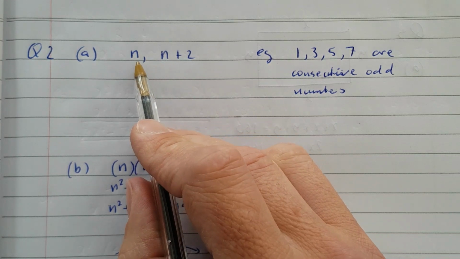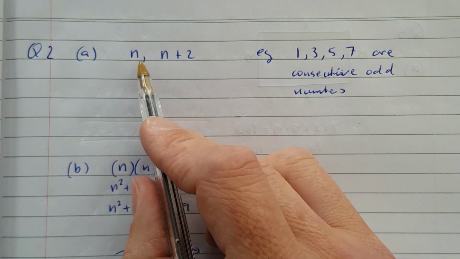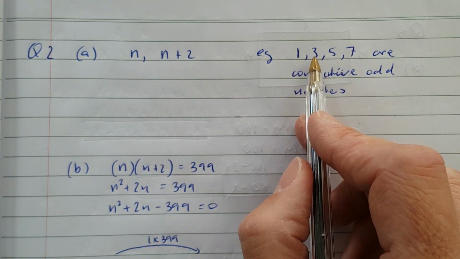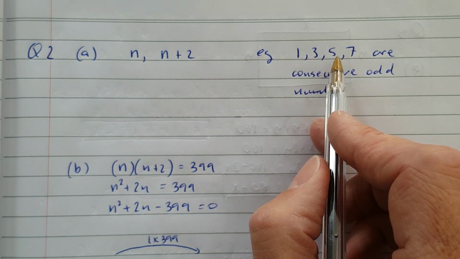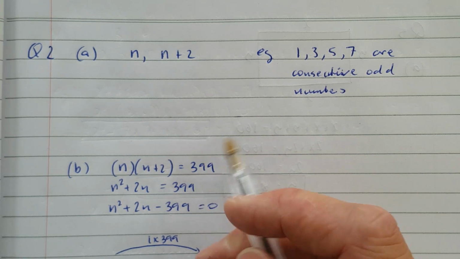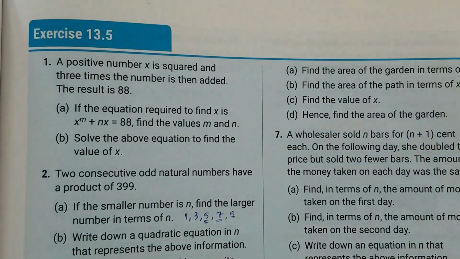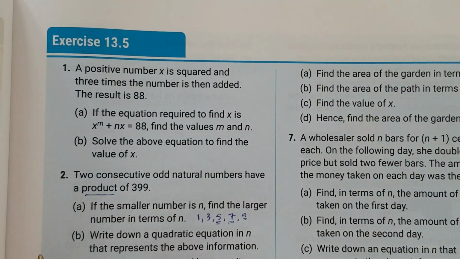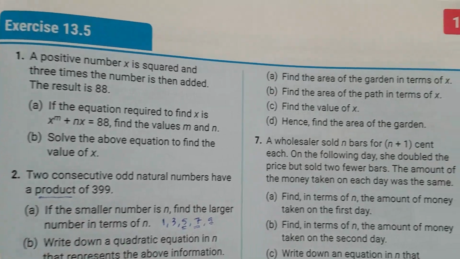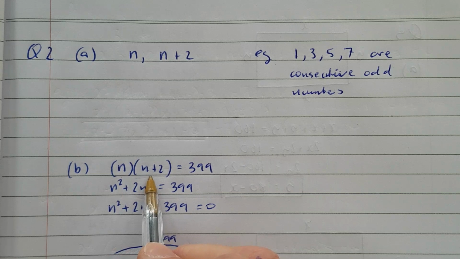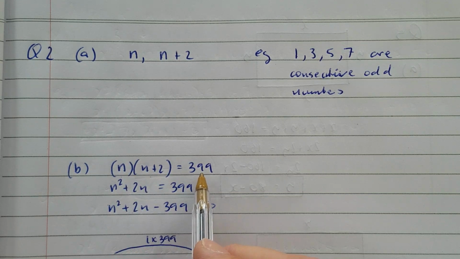Okay, so my two numbers are n and n plus 2. So they could represent any two consecutive odd numbers. For example, it could be 1 and 3, 3 and 5, 5 and 7, 7 and 9, and so on. Okay. Now, the other piece of information that was given in the question, it says that they have a product. Okay. So when I multiply these two odd numbers together to give an answer of 399. So this is my first odd number. This is my second odd number. When they multiply to give 399.